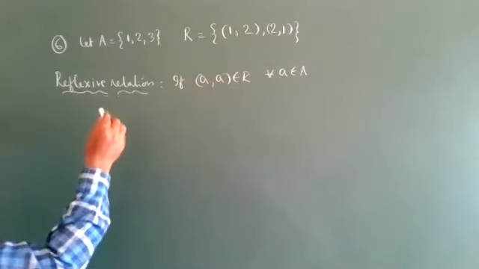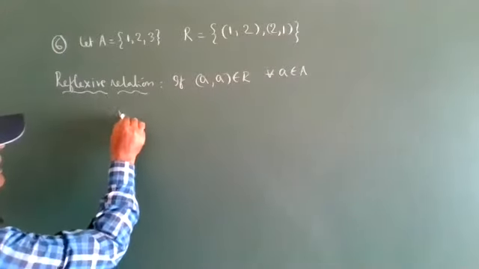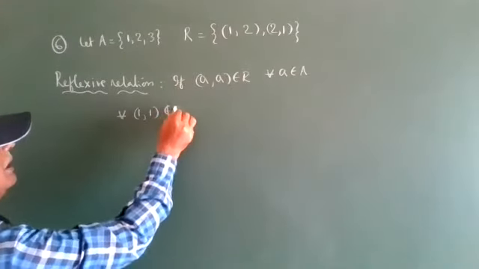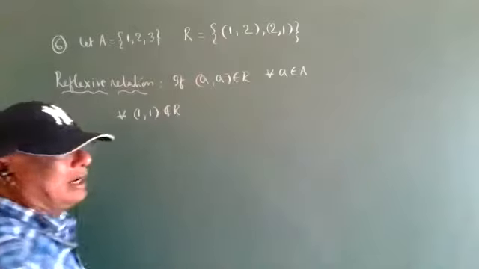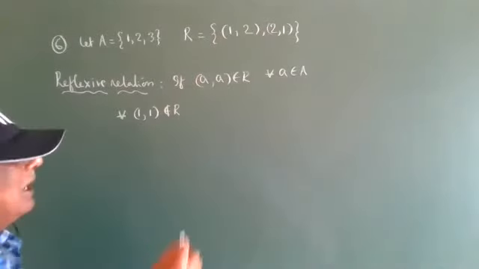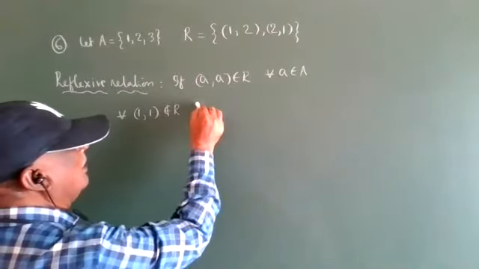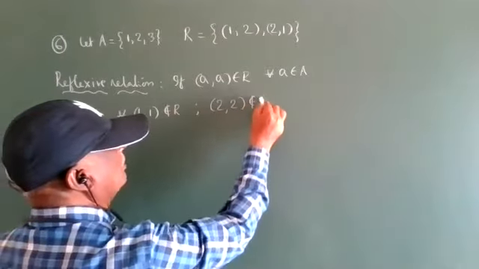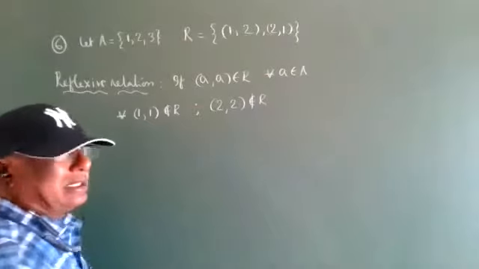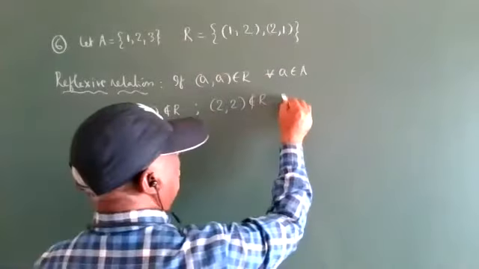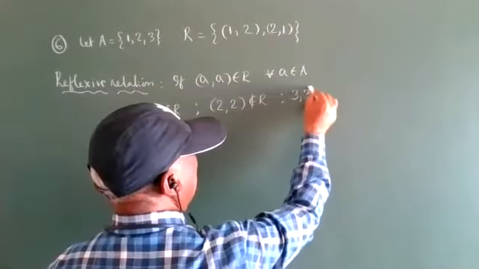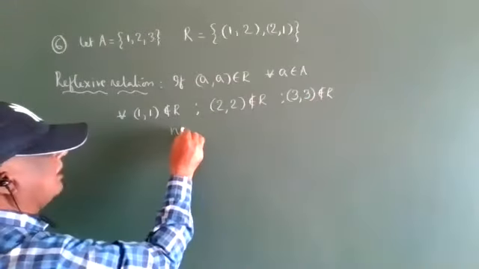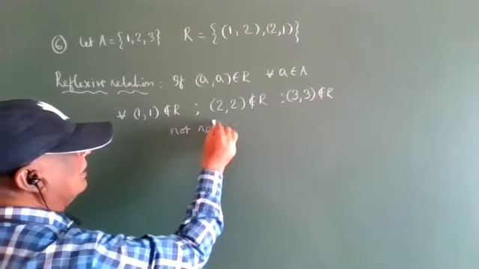Okay? Now see, in R, (1, 1) does not belong to R. There is no (2, 2) in R, and (2, 2) is also not in R. There is no (3, 3) also in the relation. Therefore, not reflexive.